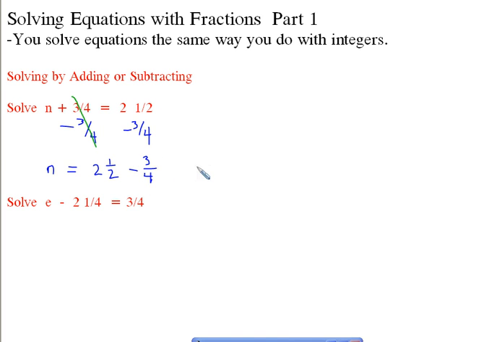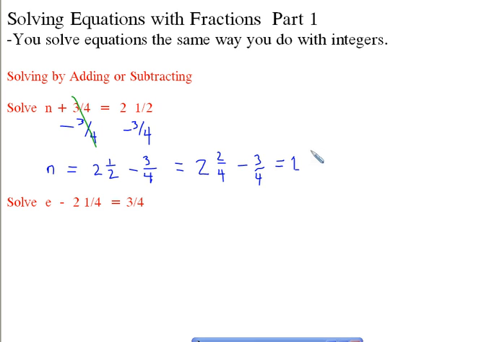So then all we do is we go ahead and we change that the same way we would always do this with finding a common denominator. So the common denominator between 1/2 and 3/4 is going to be quarters. So this is going to be 2 2/4 minus 3/4. And we still can't really do that because we can't subtract 3/4 from 2/4. So we're going to go ahead and rename or regroup.